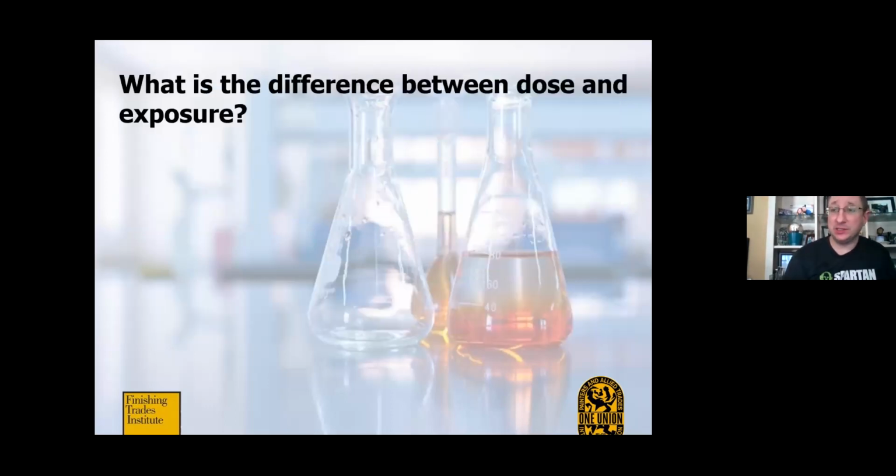Any comments or questions so far? So that's kind of what the stuff is, where it came from, and what kind of fields we have that help us understand how chemicals affect us. With that said, what's the difference between dose and exposure? Are these two words, do they mean something different, or are they the same thing?